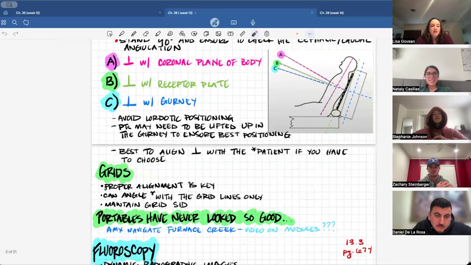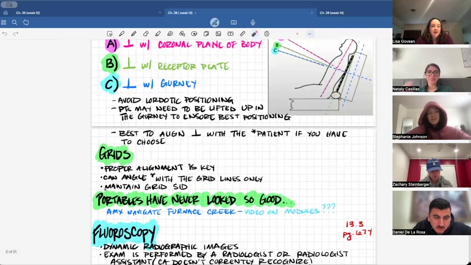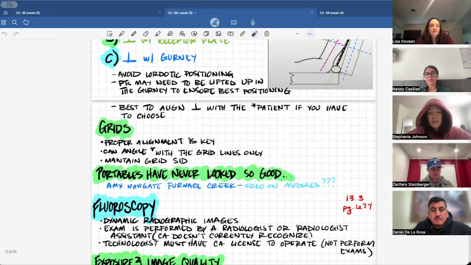Yeah, it's awkward. You get your chances of doing supine ones too for trauma views, especially at VCMC. You'll do a few trauma views of chest supine.